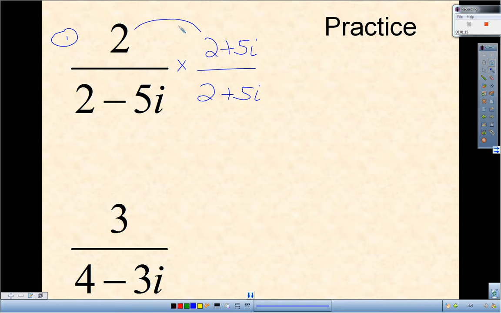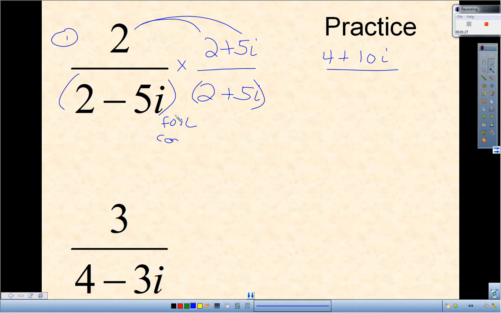In the numerator we're going to distribute, so I'm going to get 4 plus 10i. In the denominator we're going to have to FOIL. Now what's interesting though guys is that when you FOIL a conjugate, you don't have to worry about the O and the I, because the O and the I cancel each other out. So we're just going to do first and last. So 2 times 2 is 4, and then negative 5i times positive 5i is negative 25i squared. That only works when it's a conjugate.